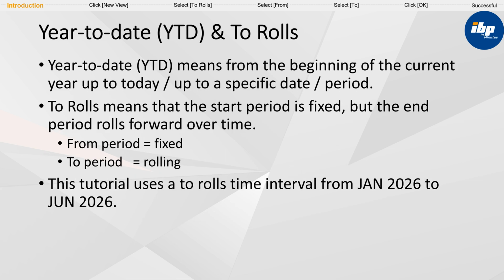Next, consider the year-to-date and to roles example. Year-to-date means from the beginning of the current year up to a specific date or period. To roles means the from period stays fixed, while the to period rolls forward over time. In this tutorial, the example horizon runs from January 2026 to June 2026.